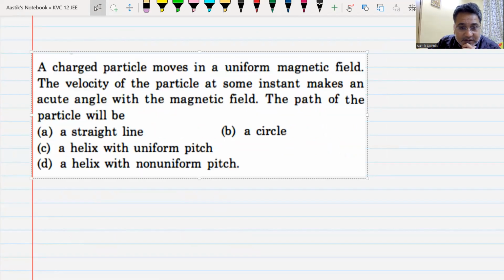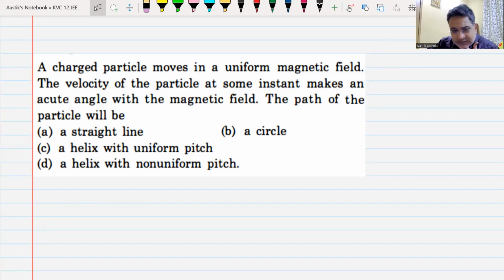A charged particle moves in a uniform magnetic field. The velocity of the particle at some instant makes an acute angle with the magnetic field. What will be the path of the particle? This is a single option correct question, and I await your answers patiently.